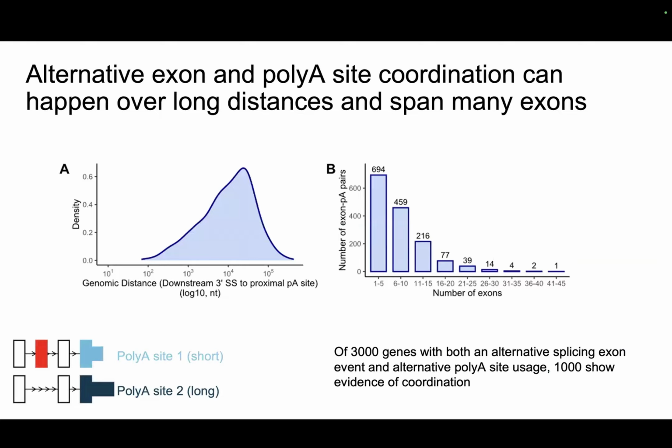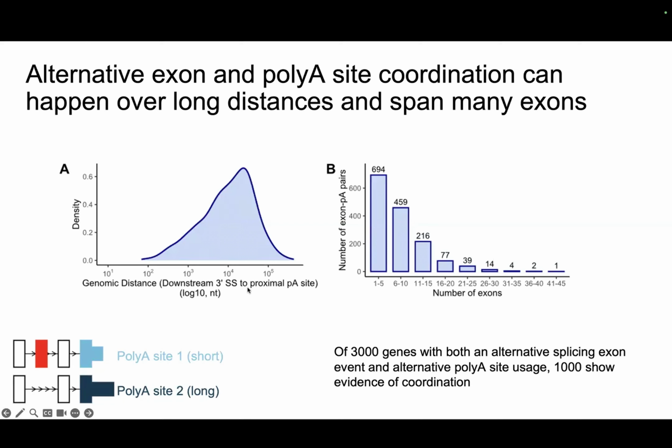So just in general, we were able to assess this in genes where we had both an alternatively spliced exon and an alternative poly-A usage event. We found 3,000 such genes with both of these, and of these 3,000, 1,000 showed evidence of such coordination. Here we just have some summaries of that.